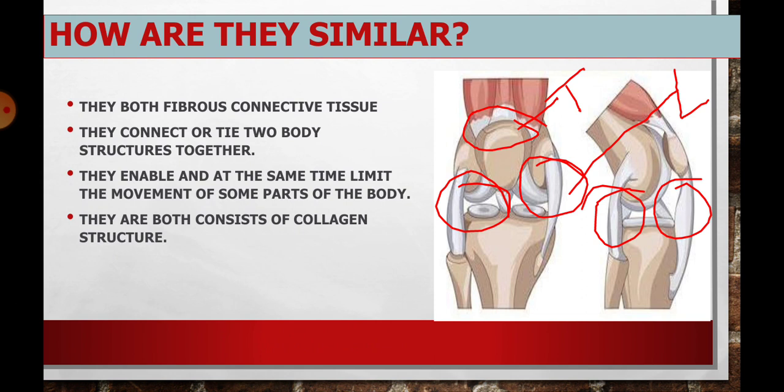Structurally they are also similar because they both consist of collagen fibers, and collagens are avascular, that is there is no blood flow, and both the tendons and ligaments take time to recover if they are injured, because they are very poorly nourished, as there is low blood flow.